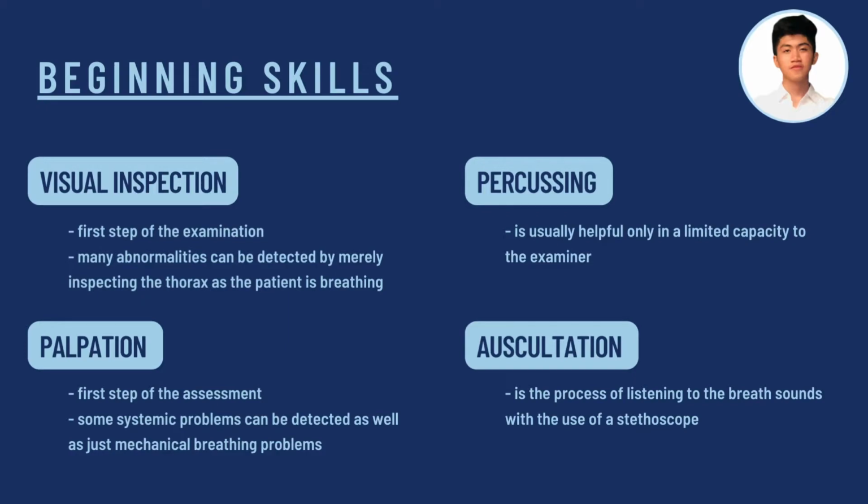So visual inspection is the first step of the examination. This is a very important part of the exam since many abnormalities can be detected by merely inspecting the thorax as the patient is breathing. Palpation is the first step of the assessment where we will touch the patient. Many breathing difficulties can be seen during this step. Some systemic problems can be detected during this part of the exam as well as just mechanical breathing problems. Percussing is usually helpful only in a limited capacity to the examiner.